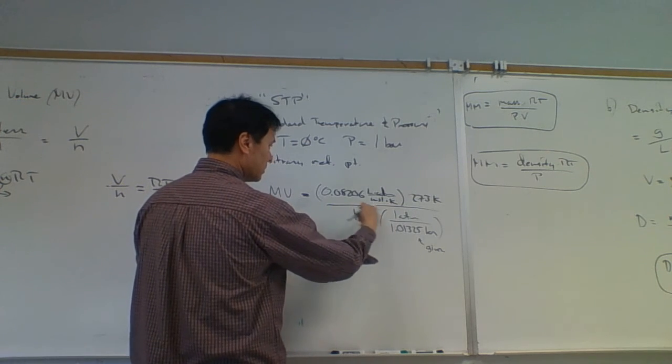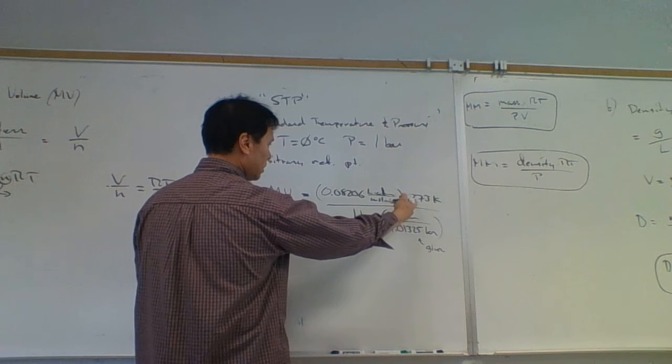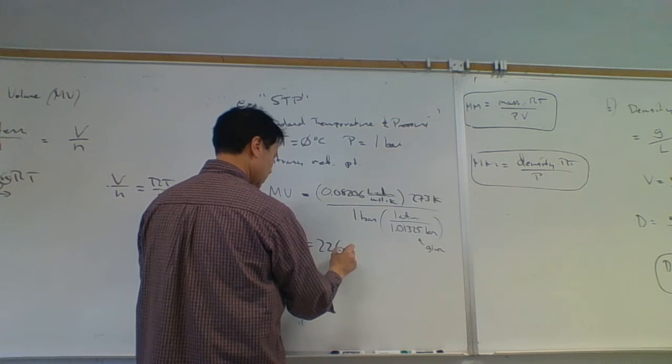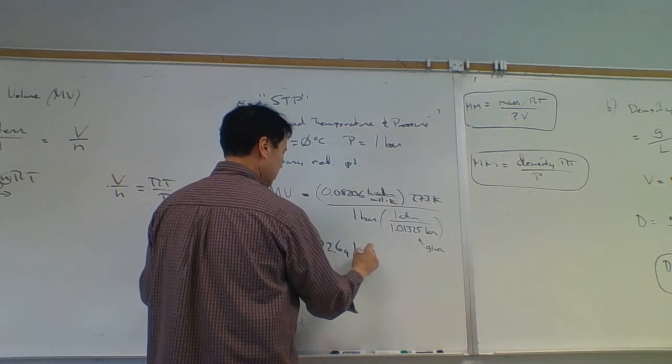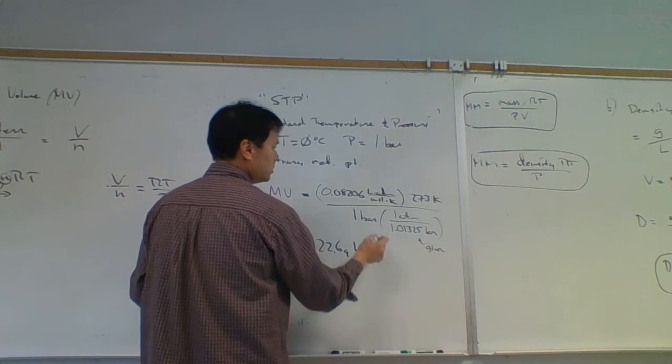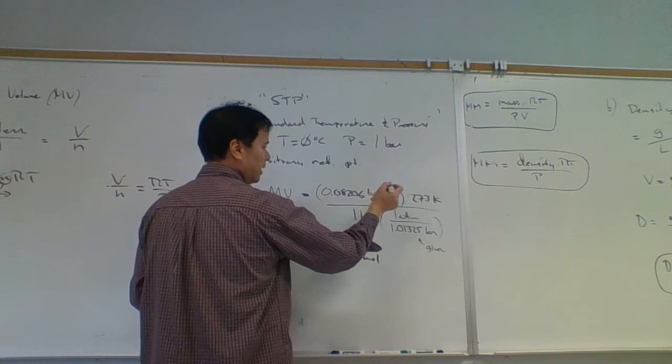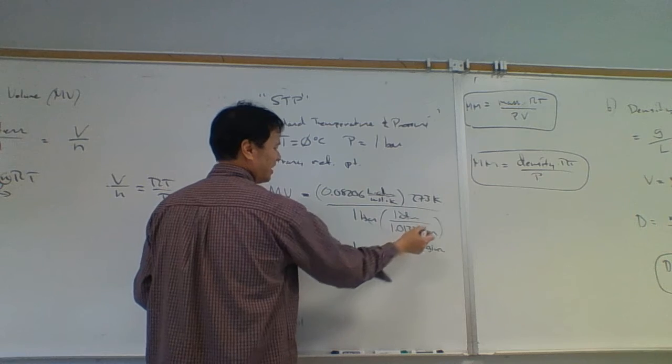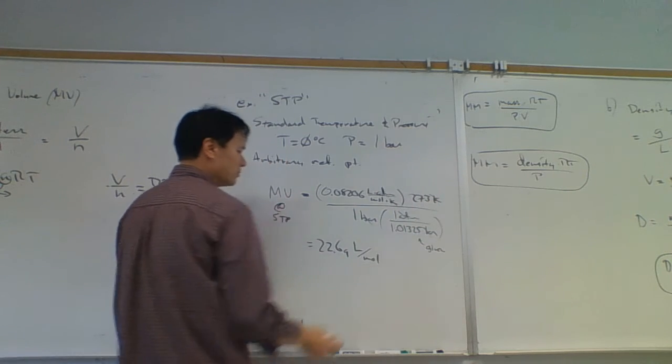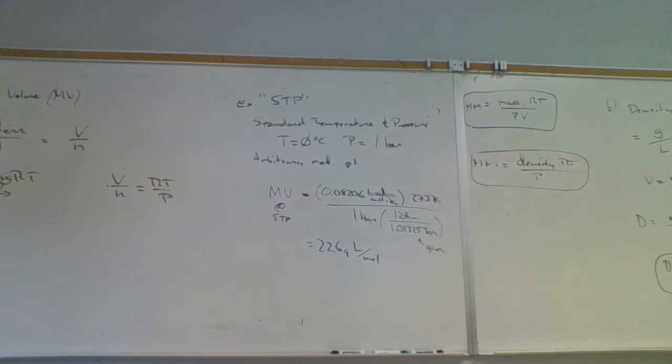How many sig figs am I allowed? Looks like I artificially cut it off here. Units should come out liters per mole. So atmosphere cancels, bar cancels, Kelvin cancels, it leaves us with liters per mole. And so what did they get? 22.7 liters.